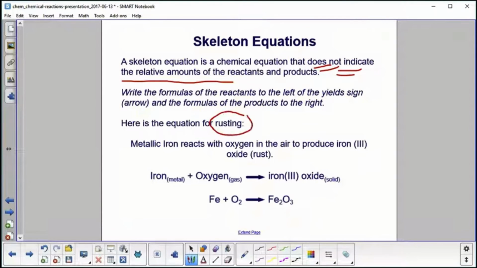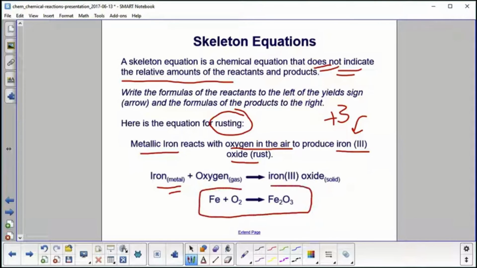So let's talk about rusting here. We have metallic iron reacts with the oxygen in the air to produce iron(III) oxide, rust. And that 3 means we have iron with a valence of +3. So we have iron, which is a metal, plus oxygen, which is a gas, yields iron(III) oxide. So those are the words. And here we put the formula down. But we're not telling you how much iron and how much oxygen. We're just sort of listing the names for it right now.